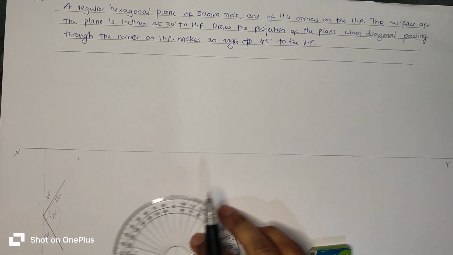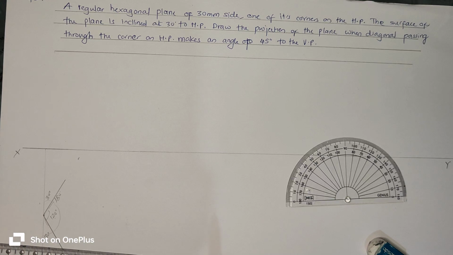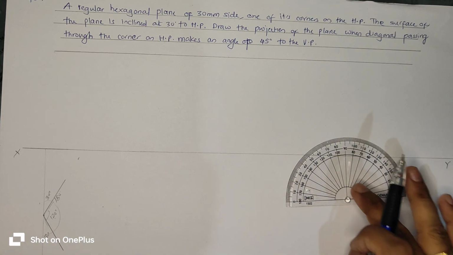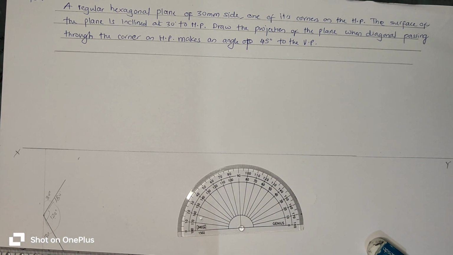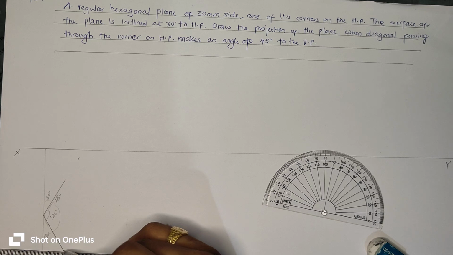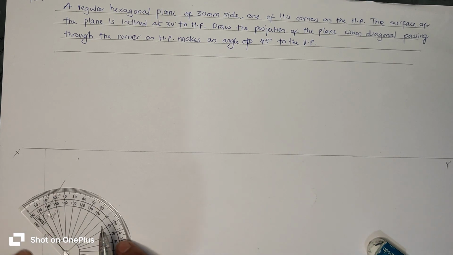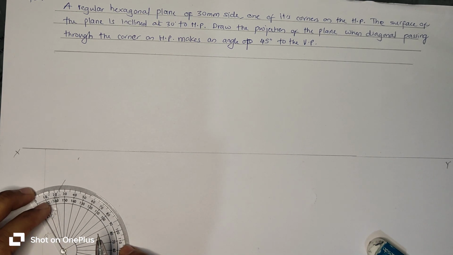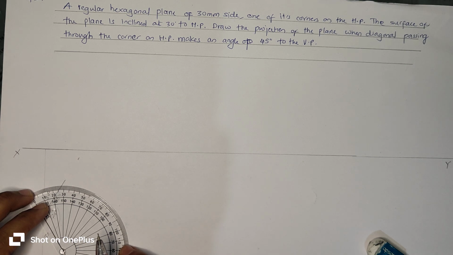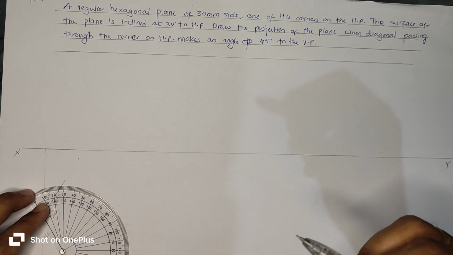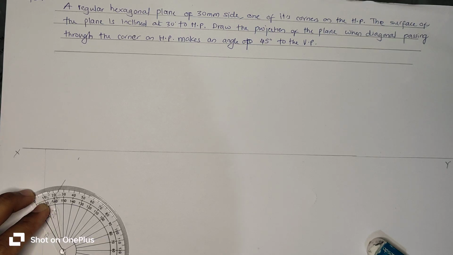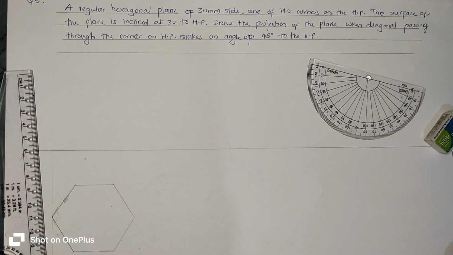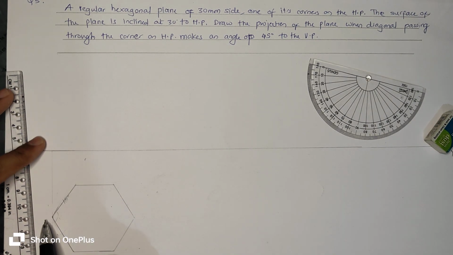Now all internal angles are 120. So now from this point, also to this line draw a 120 internal angle, and like this complete the hexagon. So this is the stage 1 top view.